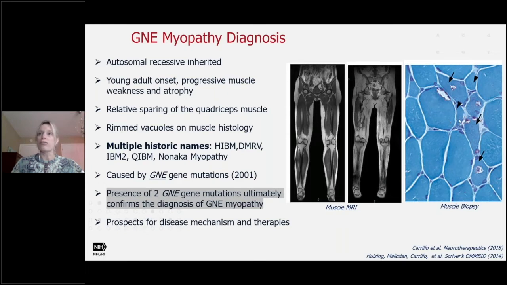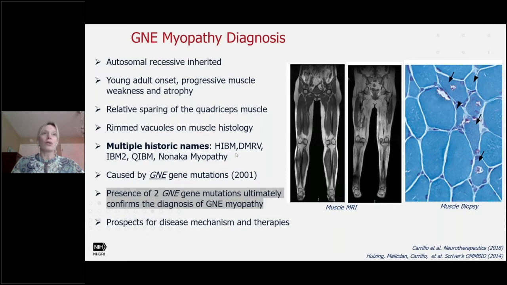Unfortunately, there is not a very specific test that can diagnose GNE myopathy on muscle biopsy. And also, if a muscle biopsy is taken at an early stage in a patient, it can be taken from an area of muscle that is not very affected yet, and the rimmed vacuoles are not present in such a biopsy. So even after taking a muscle biopsy, the diagnosis can be missed.